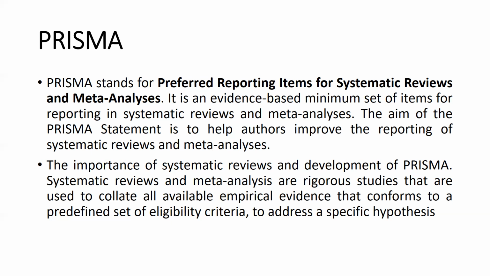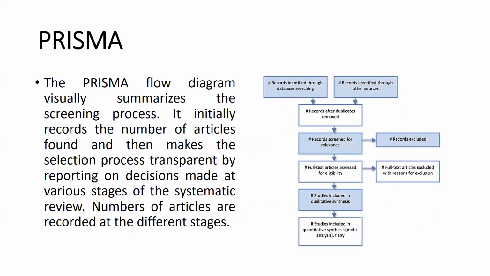So here is the importance of systematic review and development of PRISMA. Systematic reviews and meta-analyses are rigorous studies that are used to collate all available empirical evidence that conforms to a predefined set of eligibility criteria to address a specific hypothesis. But how do we define PRISMA in the form of a flow diagram? I have just taken one simple flow diagram, but we will also discuss more complicated PRISMA flow diagrams, how we fit in all the values, and how we reach our conclusion.